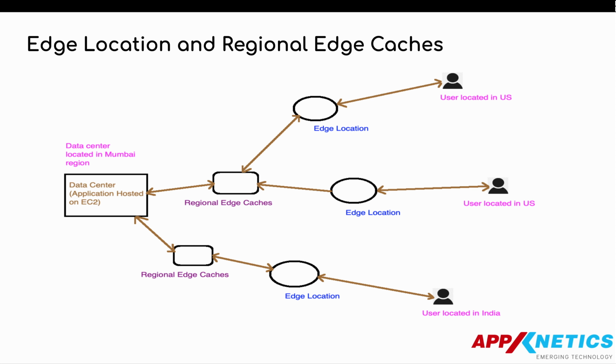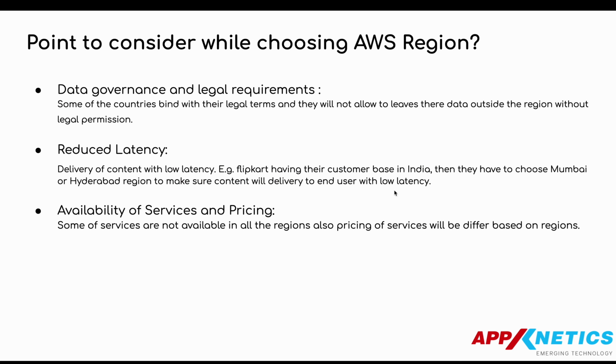If the requested data's result is not available in the regional edge cache, then the request is sent to the data center, which fetches the result and sends it back to the end user via the regional edge cache and the edge location. In this case, the result gets cached in the regional edge cache and the edge location. Now, if any other user requests the same data, then AWS will search for that request in the edge location first and then deliver the content to the end user. This way, AWS edge locations help deliver the data content to the end user with low latency.